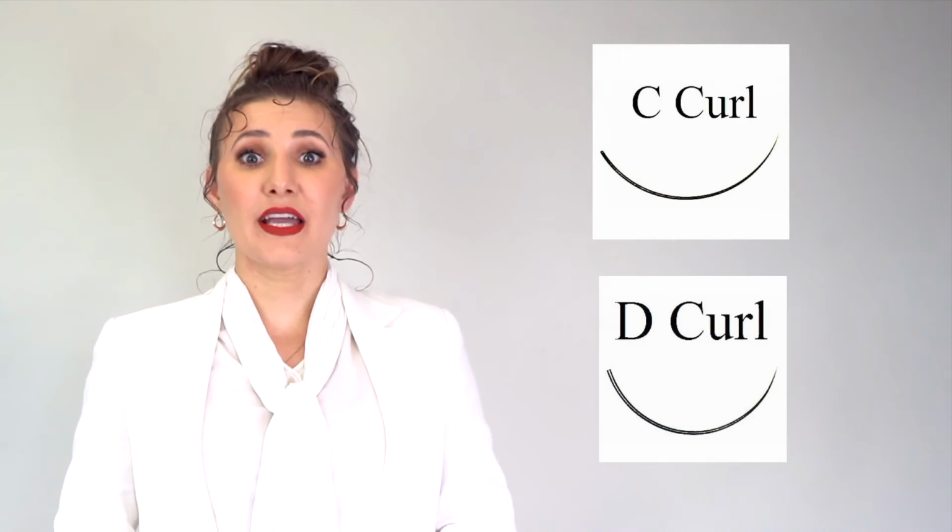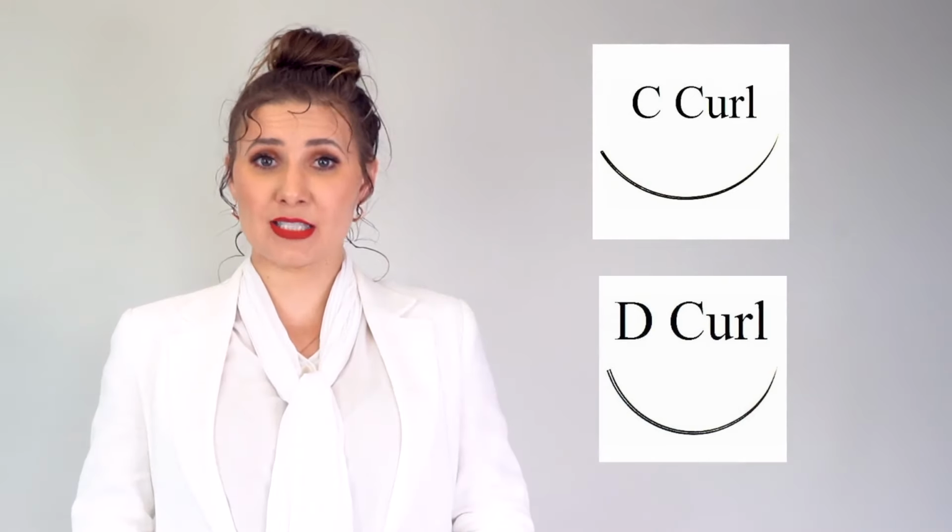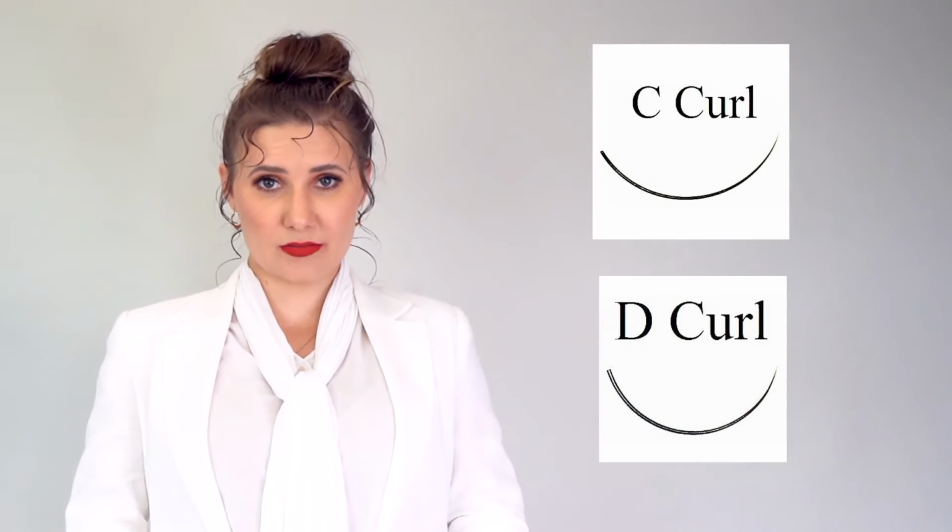D curl is another commonly used curl type. It is curlier than a C and creates more noticeable open eye effect. The next curl is a DD curl. It is even more curled up than a D. It is not as commonly used as a C and a D because it doesn't suit every customer.